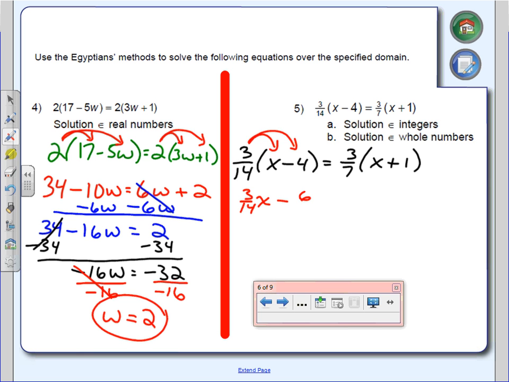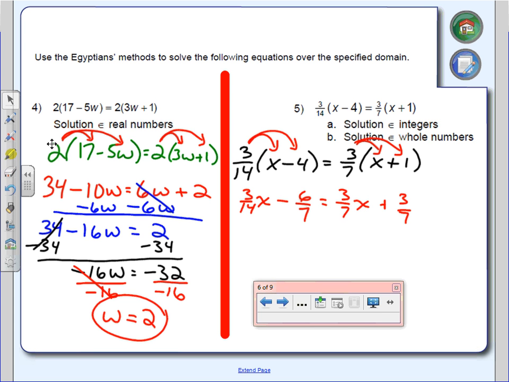Negative 6 over 7 equals, we'll keep going here, 3 over 7 times x is 3 over 7x. And 3 over 7 times 1 is just 3 over 7. All right, so here's what we have so far.